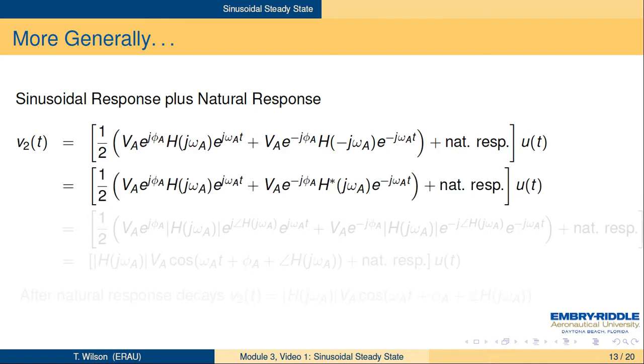Now we use the fact that H of minus j omega is H conjugate of j omega. So the right-hand term, all we've done is replace H of minus j omega sub a with H conjugate of j omega sub a.